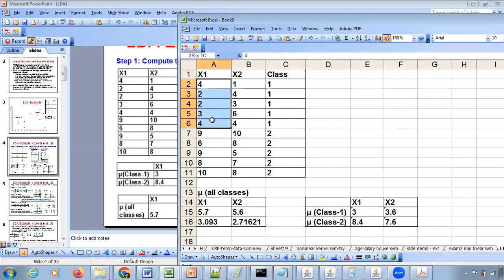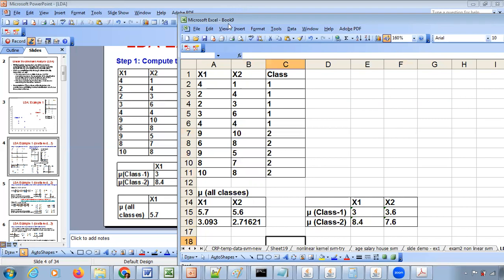For X1, for class 1, you take the mean from A2 to A6. Similarly for class 2, from A7 to A11. Similarly for X2, for class 1, the mean from B2 to B6, and for class 2, from B7 to B11. So you have to compute the X1 and X2 means for each class separately, and that's what I have tabulated here.